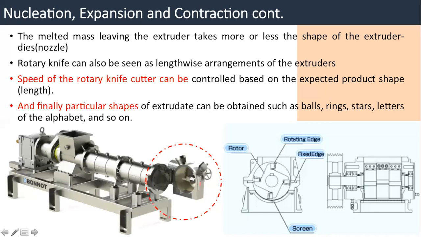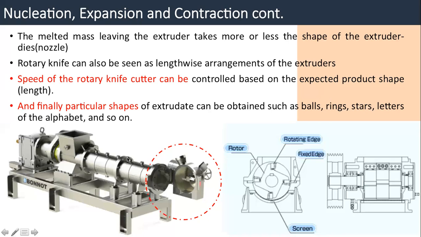Rotary knife means you can see here what the rotary knife is. It is a moving knife. Then in this place you can see the die. So products are coming out here. Then by using this knife, easily we can get the product.